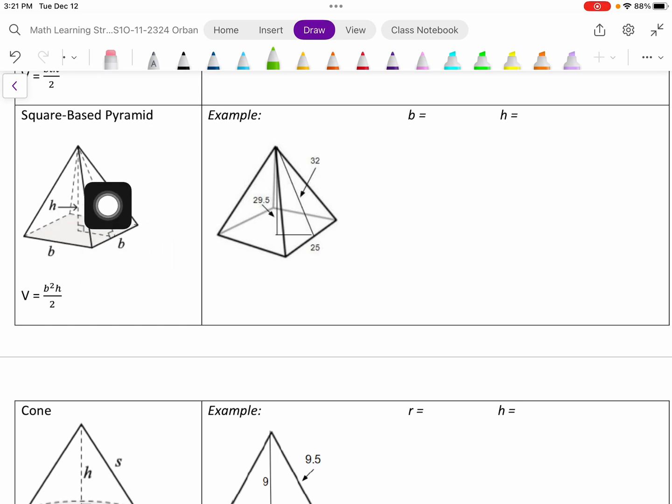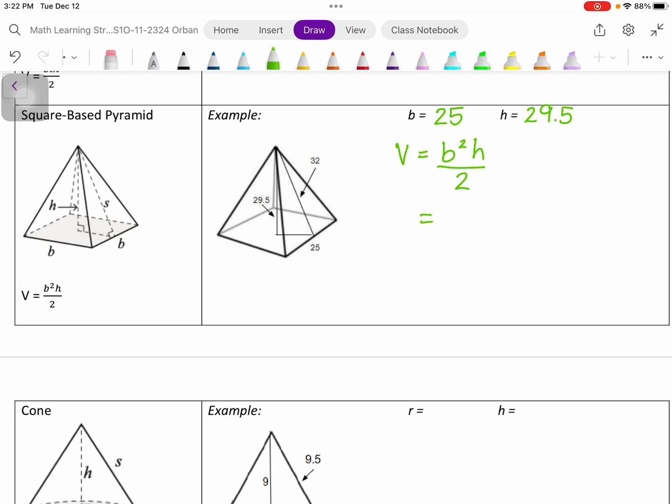And then on any one of the triangles, the height of that triangle is called the s, or the slant height. Now that is not in this formula. That's something that we will need for the surface area, but not for the volume. So we don't need the s for calculating volume. The base in this example is 25, and the height is 29.5. Here we don't have units, so we're just going to use numbers. The volume for a square-based pyramid is the base squared times the height, and then divided by 3.